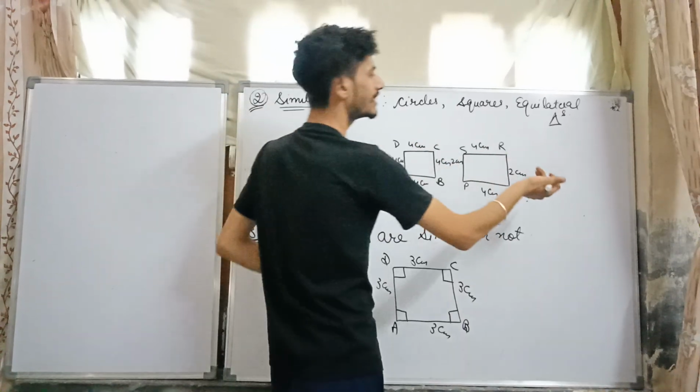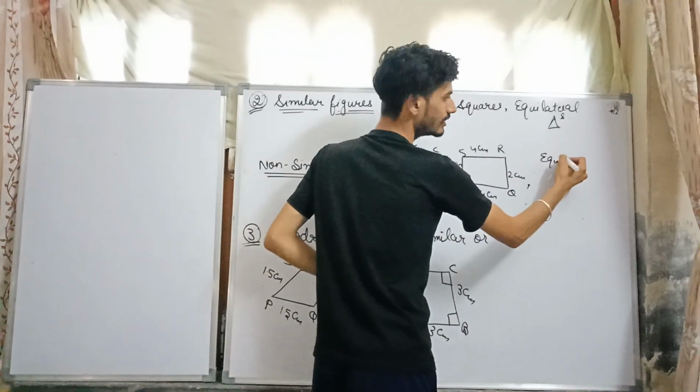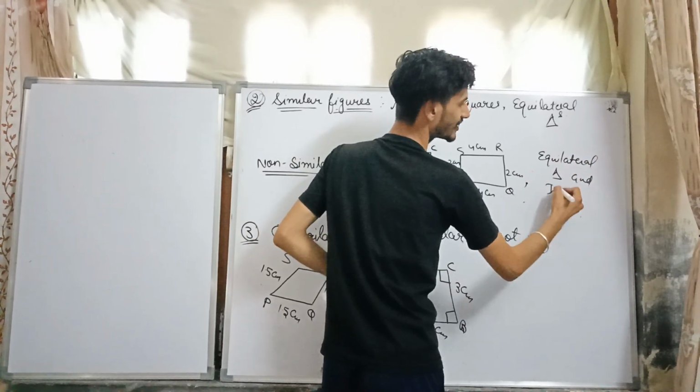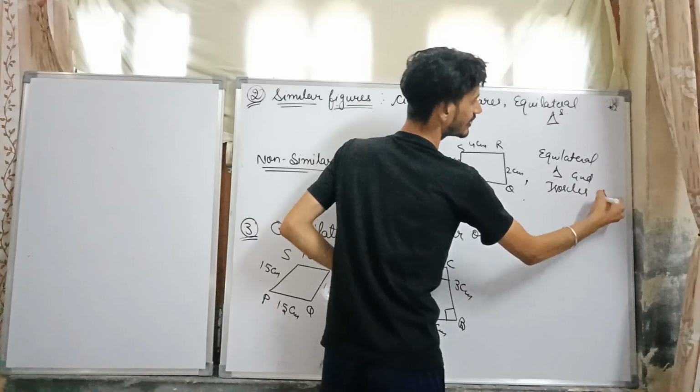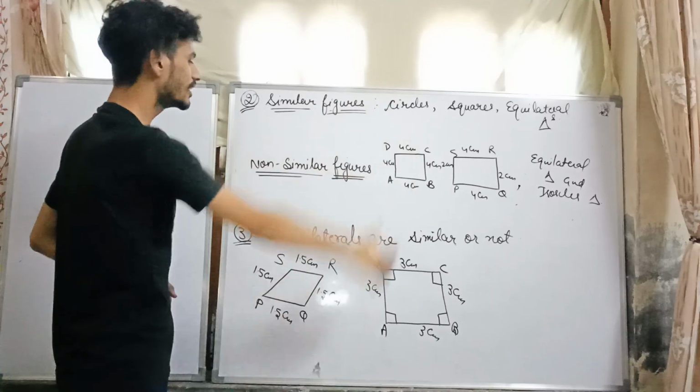And another example of non-similar figures is, let us take an equilateral triangle and an isosceles triangle. So both are different from each other. So these shapes are non-similar to each other.